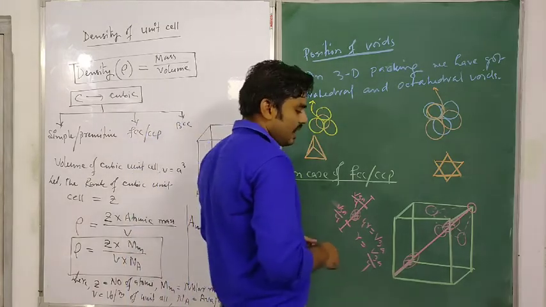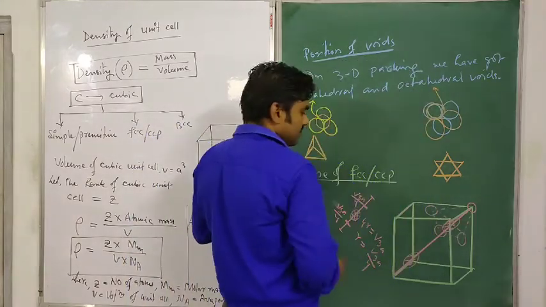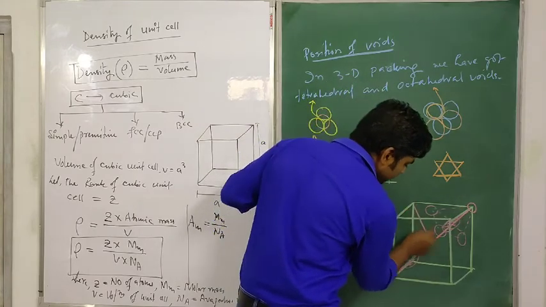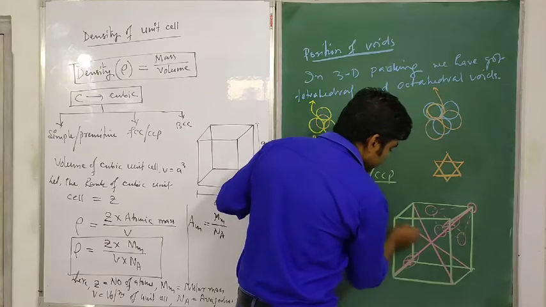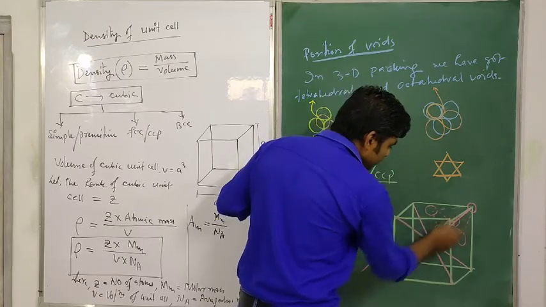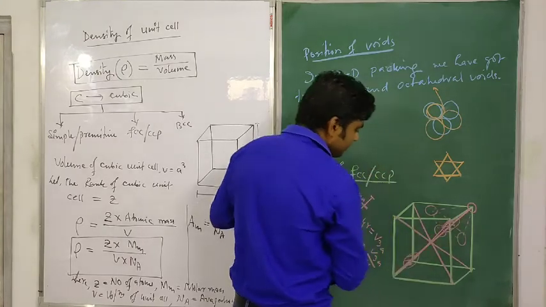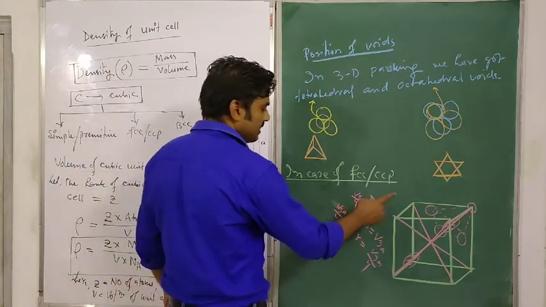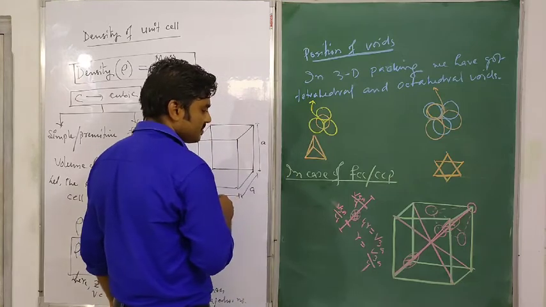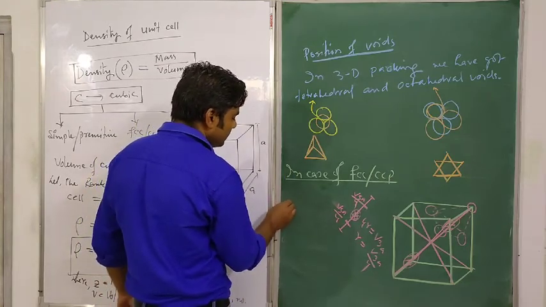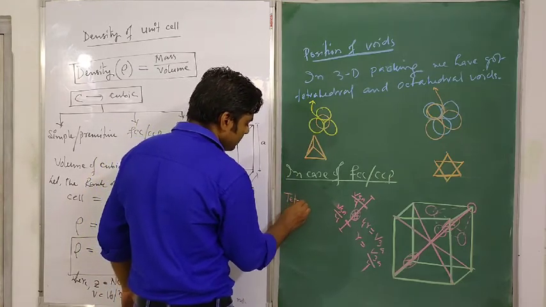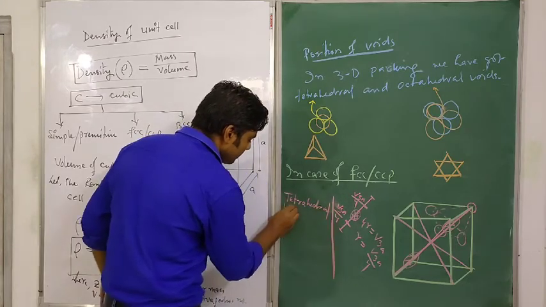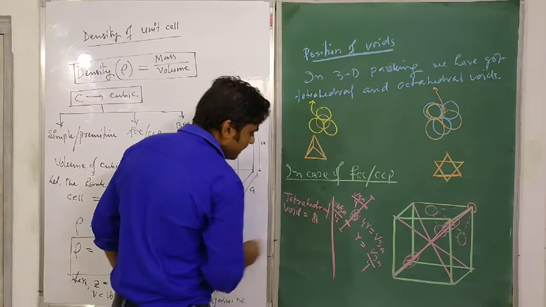So how many body diagonals will you get here? This one is another, and this is another, and one you have put, and just put another like this way. So total 4 body diagonals will be there. So total here you will get 8 tetrahedral voids. Okay, so total tetrahedral voids is equal to 8.